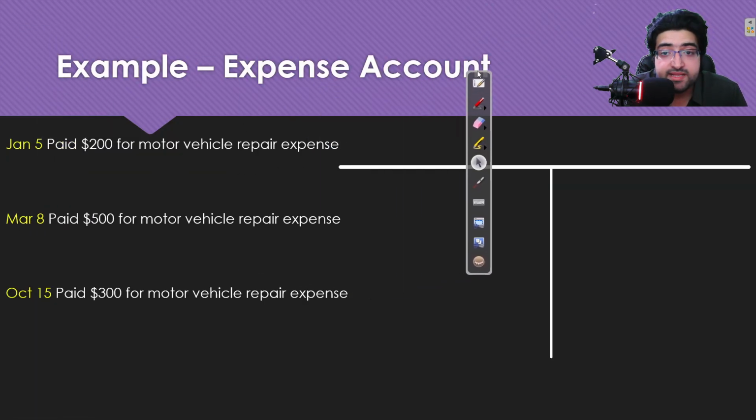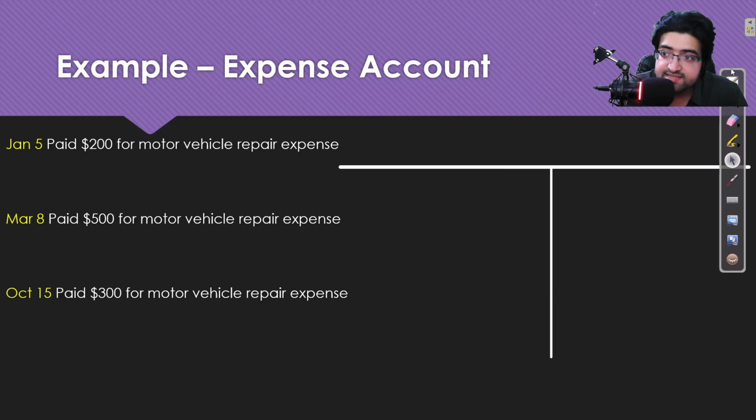Example of an expense account. I will make the double entries here and then move the figures to the T account. Paid $200, let's say cash, for motor vehicle repair expense. You know, expenses are always debit. Again, chapter 3, debit rules. So expenses are always debited.